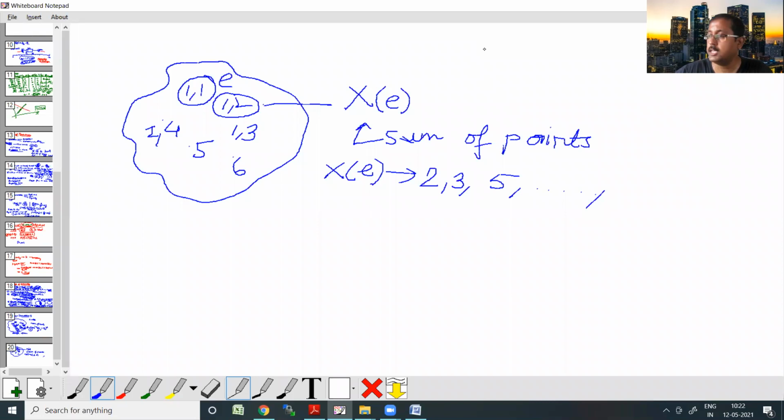So like this we can define different random variables X, and corresponding to each sample point e, I can find a numeric value, which is the value you get by applying that random variable, which is a function, on the sample point e. So X(e) is that value.